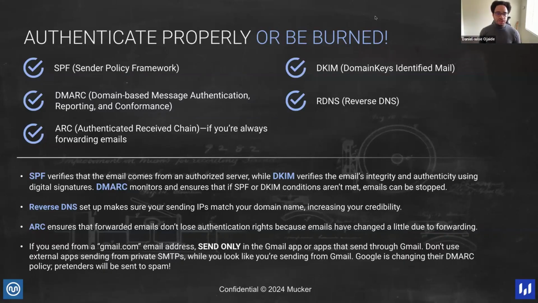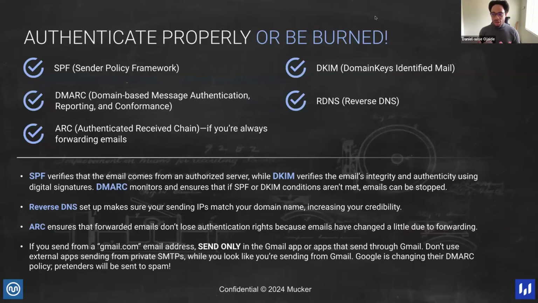The final thing I'll mention here in terms of authentication is Google has said that if you're sending from gmail.com as your email address, you should only send from the Gmail app or from apps that actually send through Google, like apps that actually reroute the email through Google servers. Some people have been known to use SMTP servers, so they're not actually sending through Google, but when they create the email, in the from header section of the email, they name the email like it's coming from Google, but it's an SMTP server.